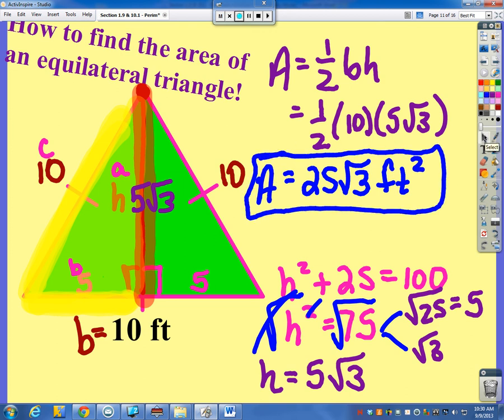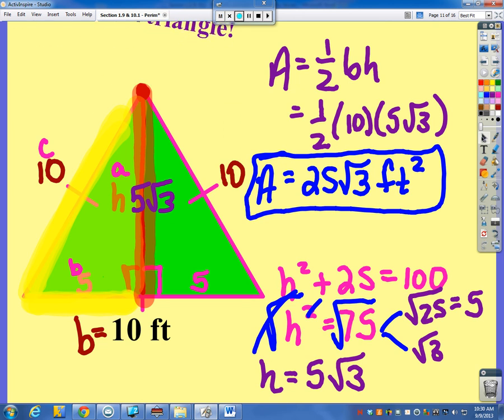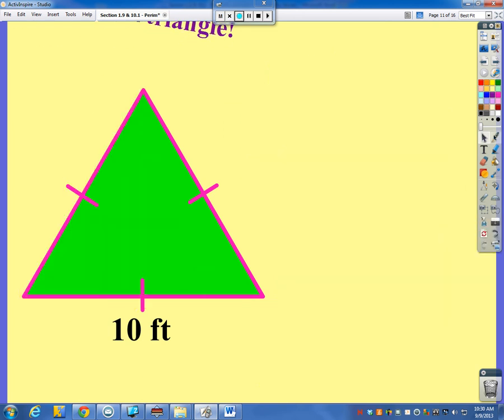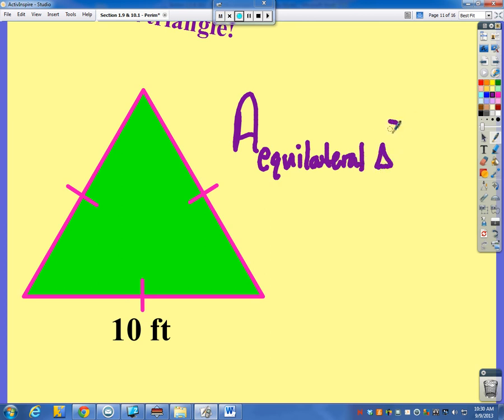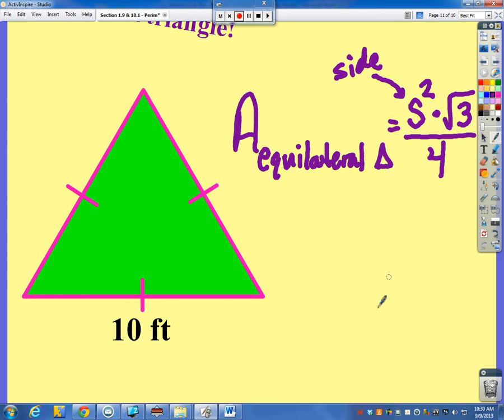Now you can do that every time, but there is a pattern involved here. Okay? And this pattern is not quite so obvious as what you might think it is. So I'm going to throw a formula out here at you. The area of an equilateral triangle is equal to the side squared. That's not a 5, so I'll put side. Side squared times the square root of 3 all over 4. That will work every time for an equilateral triangle.